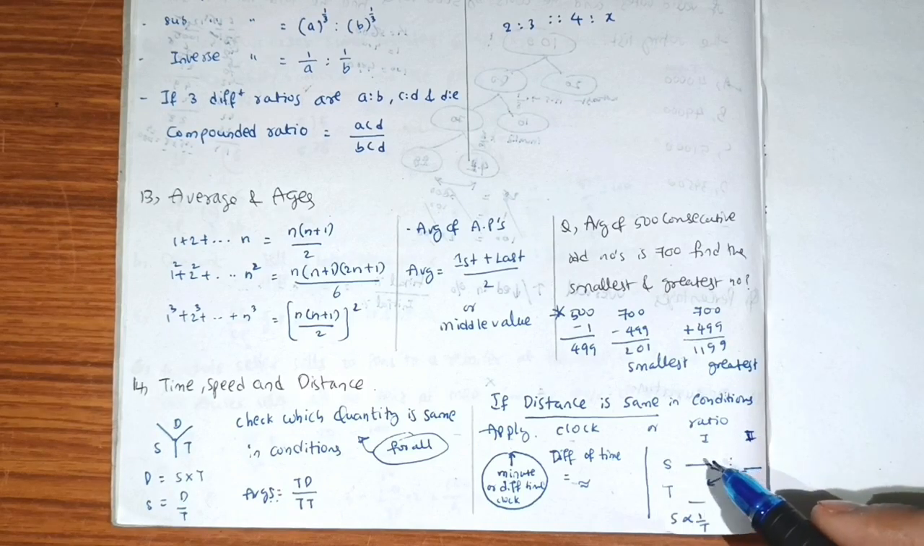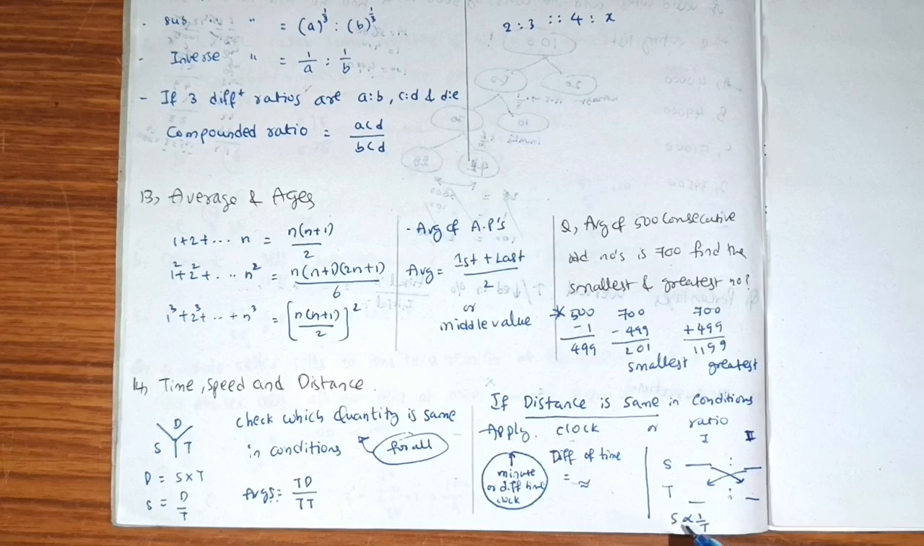Whatever ratio we got is the reciprocal of the time, because speed and time are inversely proportional. So whatever ratio we have got here, we will get the same ratio in the time of the second condition. Whatever the speed ratio in the second condition will be the ratio for the time of the first condition.